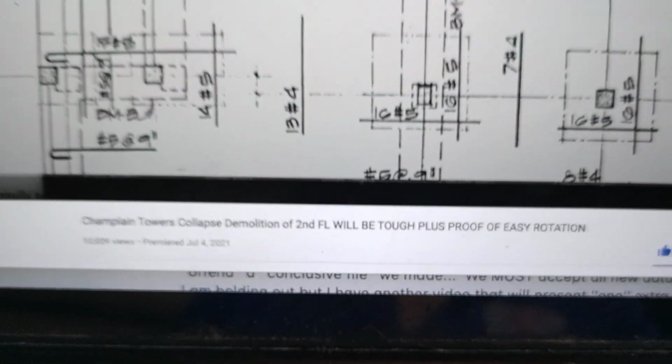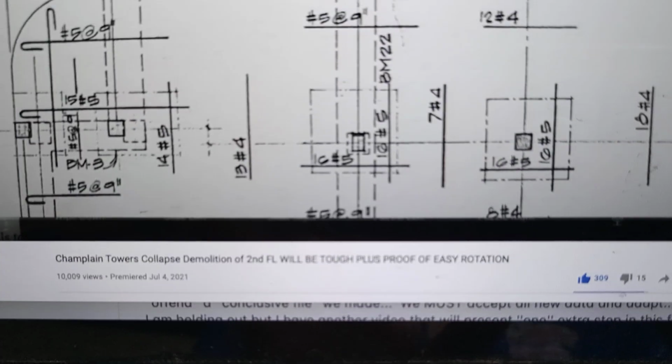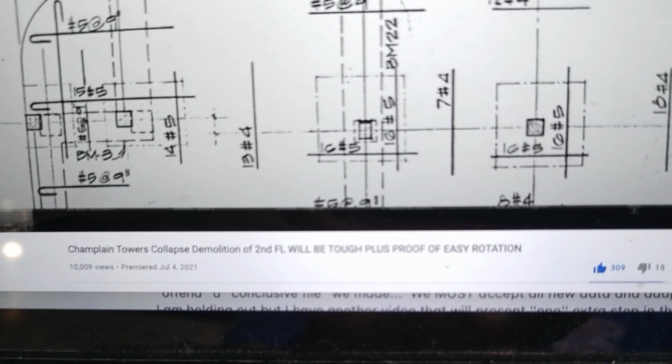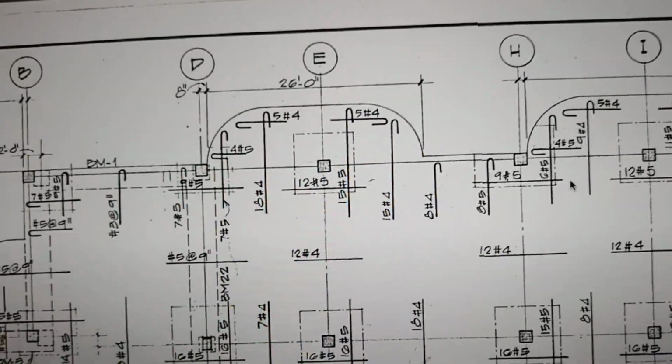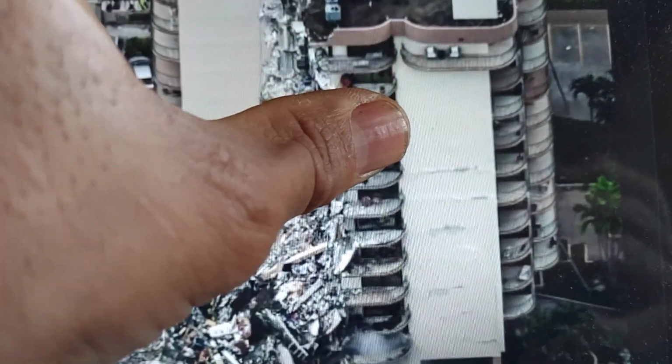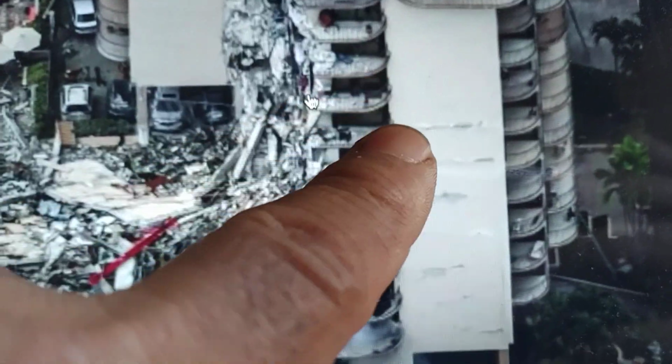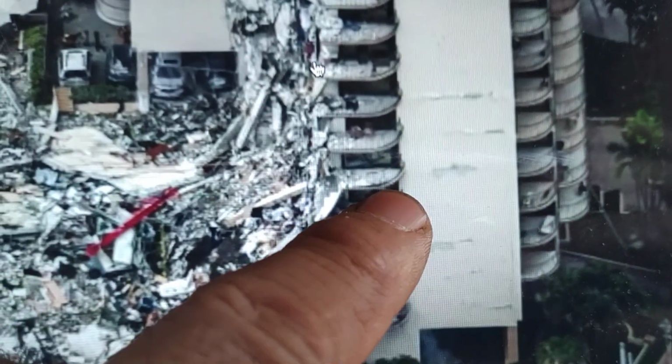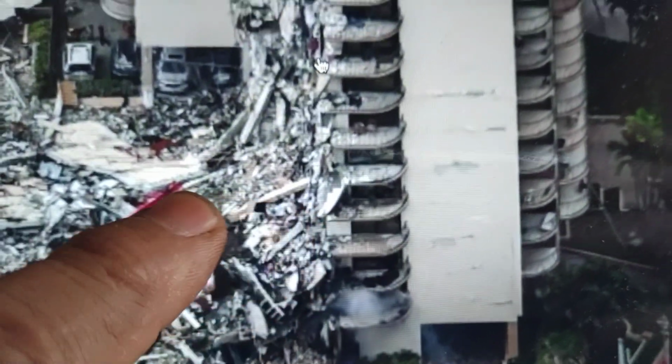So in this video, which I might retitle, Champlain Towers Collapse, demolition of second floor will be tough, plus proof of easy rotation. Let me scrub a little bit here. So right there is the proof of easy rotation. You can see the floors here pretty much collapsed forward, down. But look at the back of these floors on the existing structure. You see all these lines? That was because when it was pulling down, it tugged and pulled on each one of these slabs from here all the way over to here, pulling on them. And those are those fractures you see thereabouts.